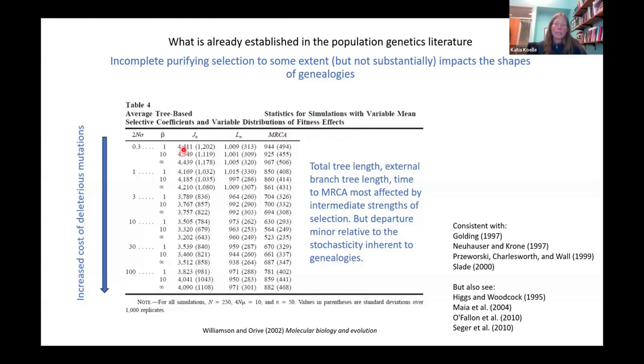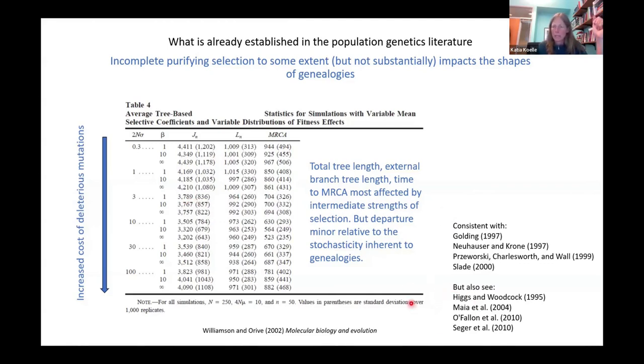What you see is there are some changes in these tree shape statistics, especially at intermediate strengths of selection. But compared to the stochasticity inherent in the genealogies, their conclusion was, well, it's not a huge impact, right? And this is consistent with earlier work in that area.